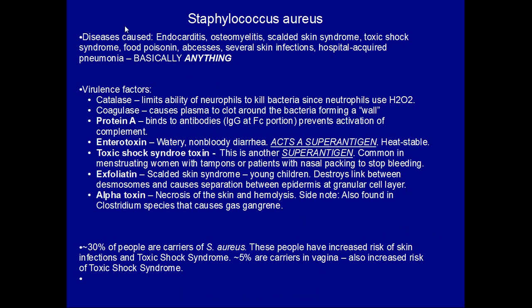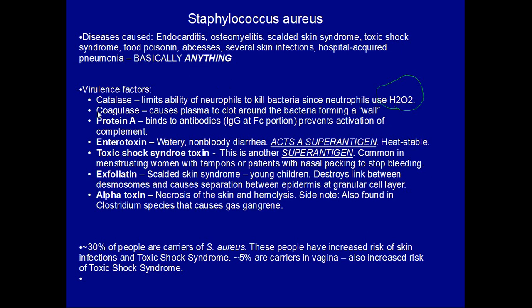First, S. aureus. This causes a ton of diseases. Endocarditis, osteomyelitis, scalded skin syndrome, toxic shock syndrome, food poisoning, abscesses, several skin infections, and pneumonia, anything. The virulence factors: catalase. Remember, we just talked about catalase. Neutrophils use hydrogen peroxide to kill bacteria. Remember, catalase breaks down this hydrogen peroxide into water and oxygen. Therefore, it limits the ability of neutrophils to kill bacteria.